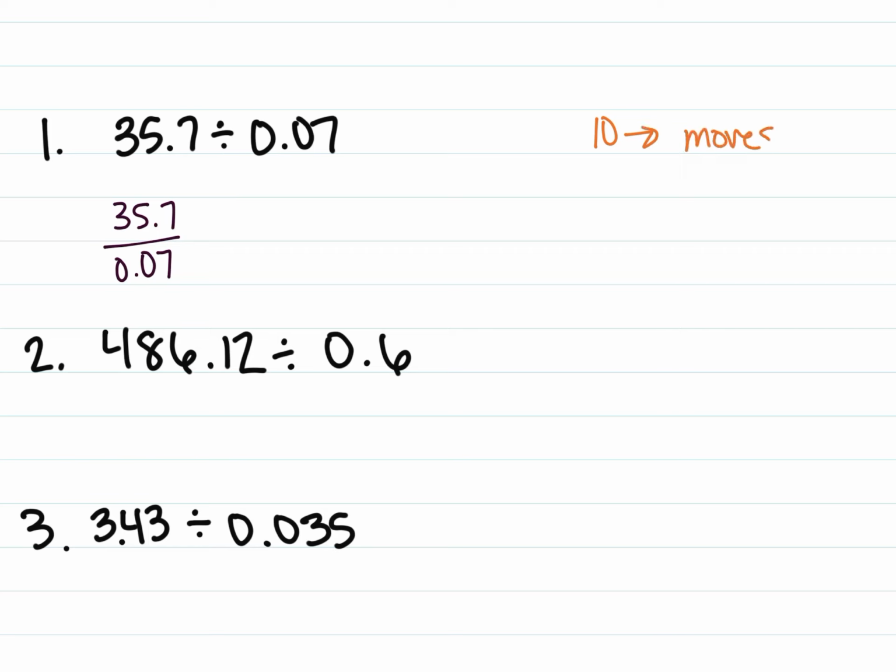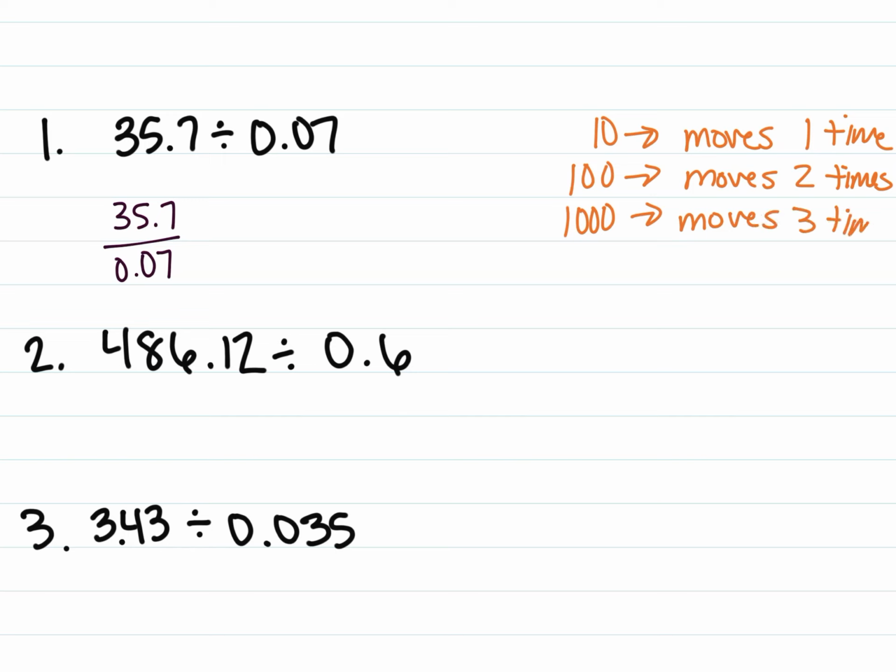10 moves the decimal 1 time. 100 moves it 2 times. 1,000 moves it 3 times. And you may start to see the pattern. The number of zeros in the multiple of 10 tells us how many times it moves the decimal.